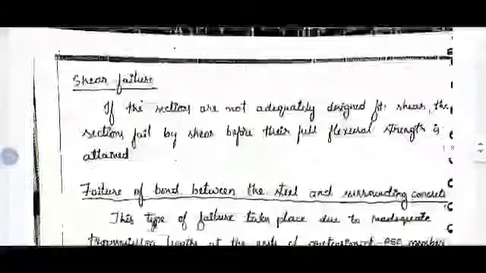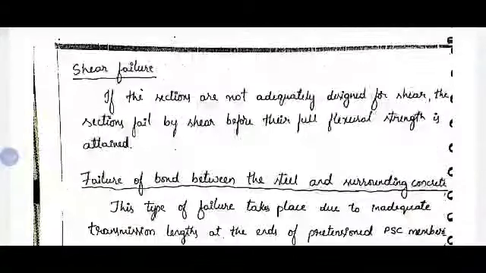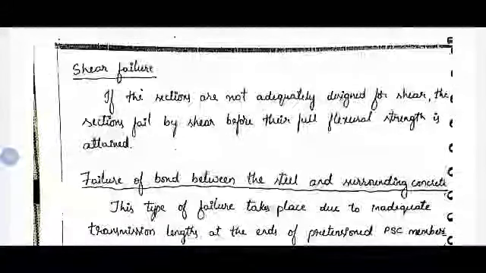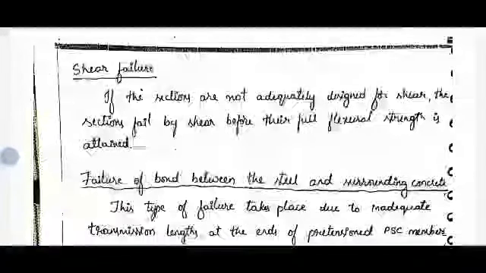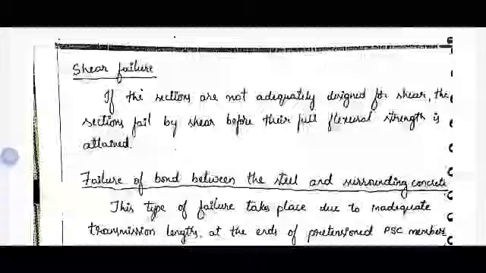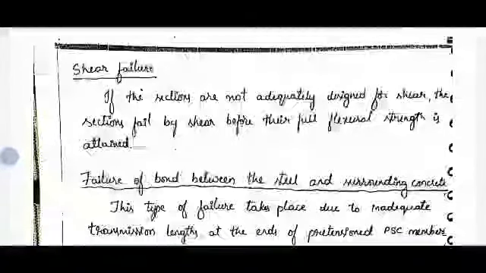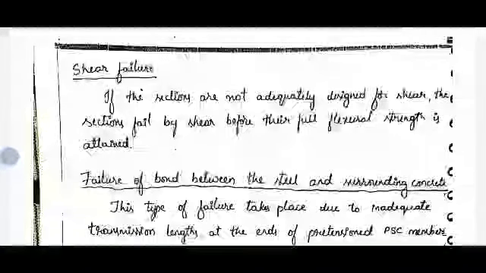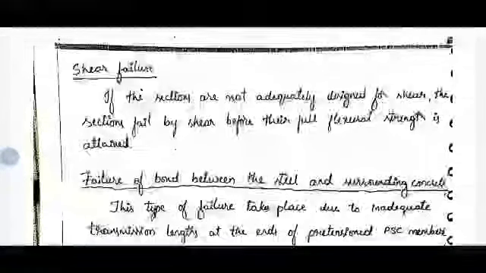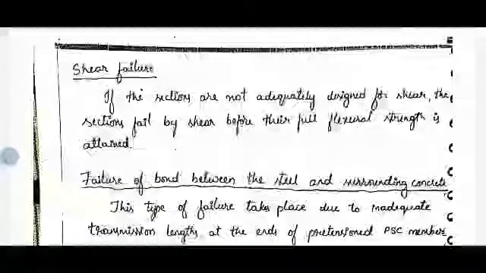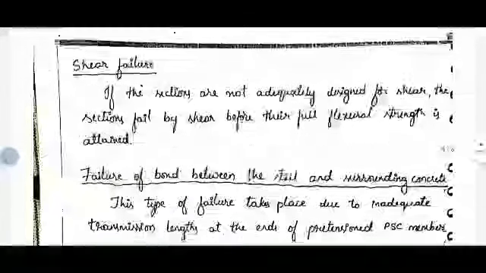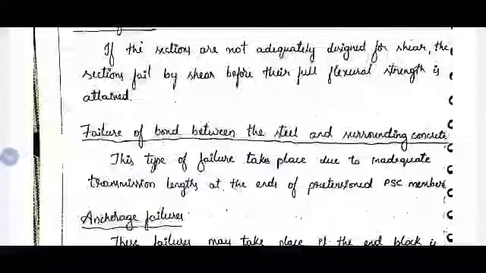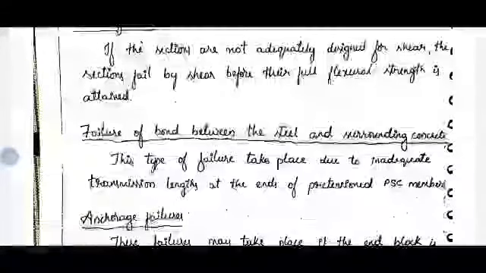And next one is shear failure. Shear, it is the breakdown of the section. So if the depth of the beam is not properly designed, or if the cross section of the beam is not properly designed, then it will fail under shear when the flexural strength reaches its maximum limit. Then failure of bond between the steel and surrounding concrete.